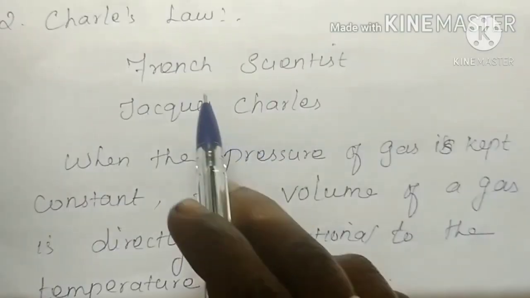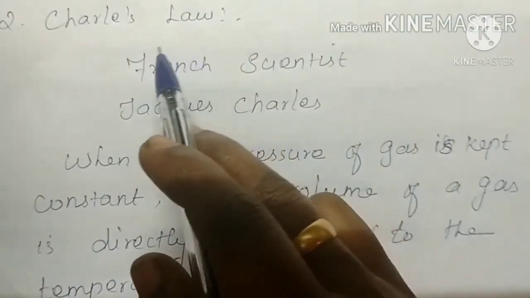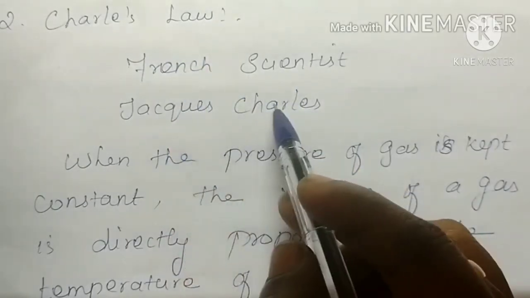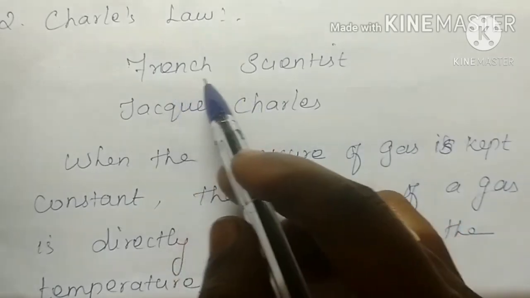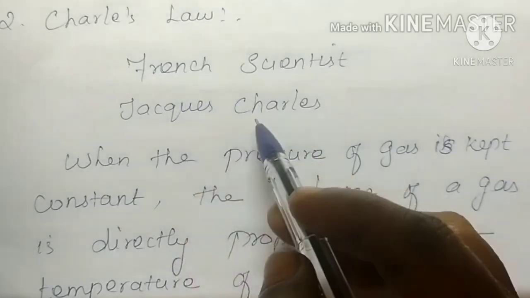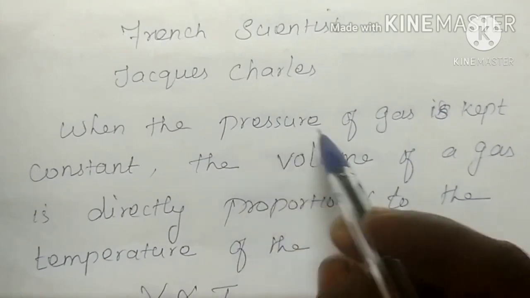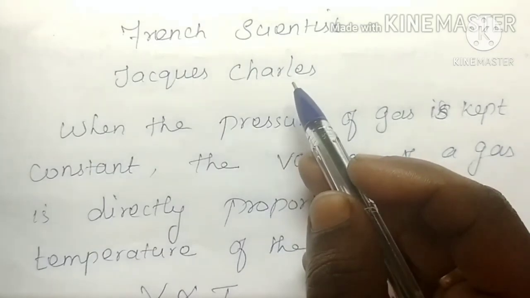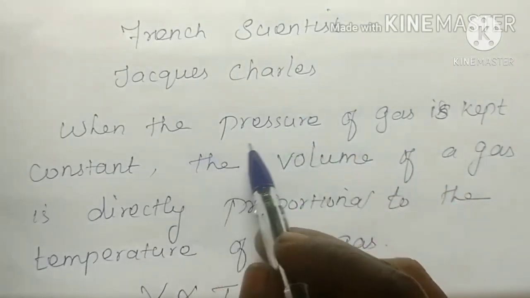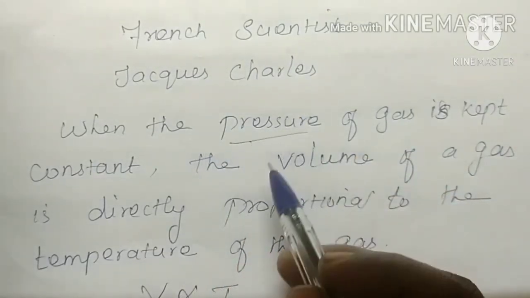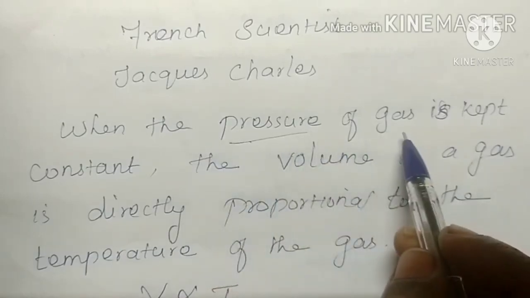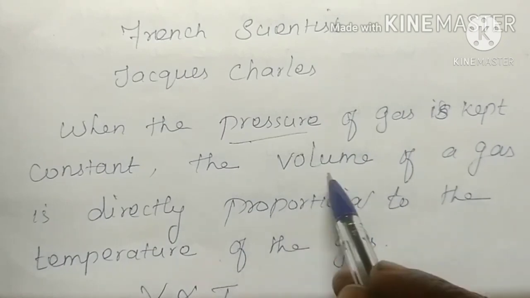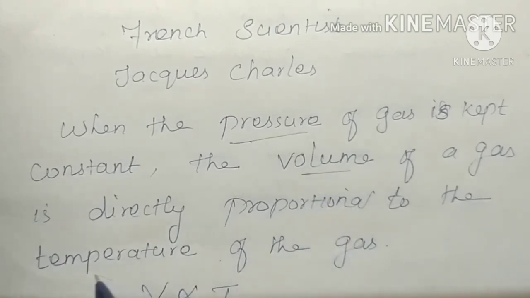So next law, Charles' law. This Charles' law was formulated by the French scientist Jacques Charles. What he told: when the pressure of a gas is kept constant. In the previous Boyle's law, we kept temperature constant, but here you have to keep the pressure constant. The volume of a gas is directly proportional to temperature.